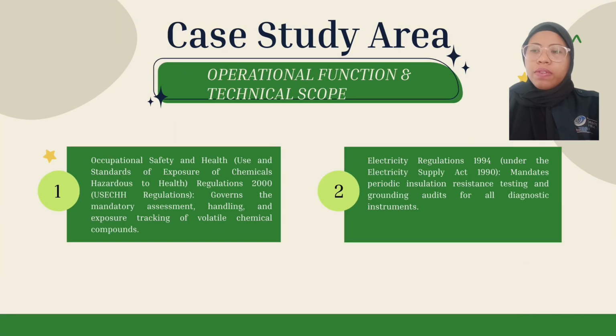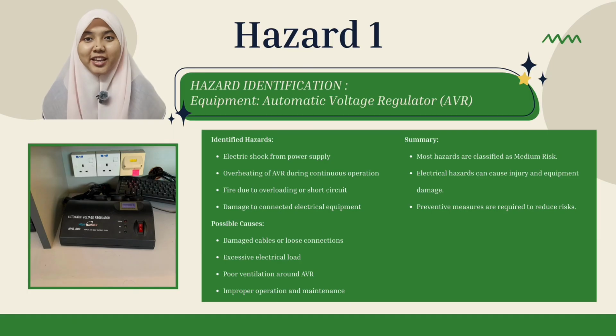For the occupational safety and health, Regulation 2000 governs the mandatory assessment, handling, and exposure tracking of volatile chemical compounds. Second, the Electrical Regulation 1994 and the Electrical Supply Act 1990 mandate periodic insulation resistance testing and grounding audit for all diagnostic instruments.